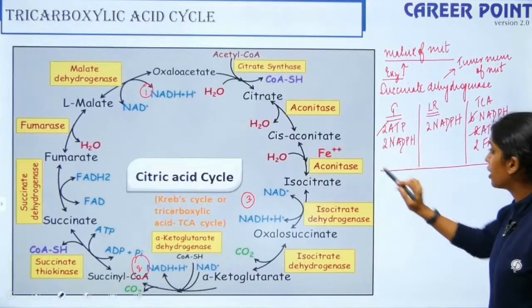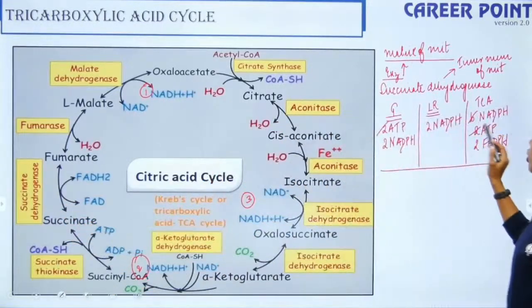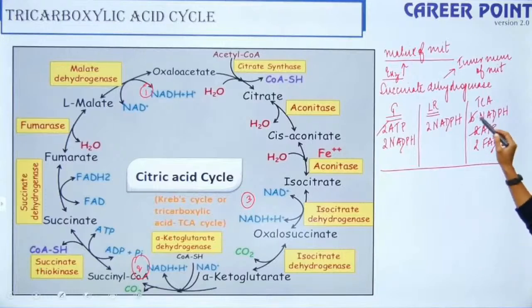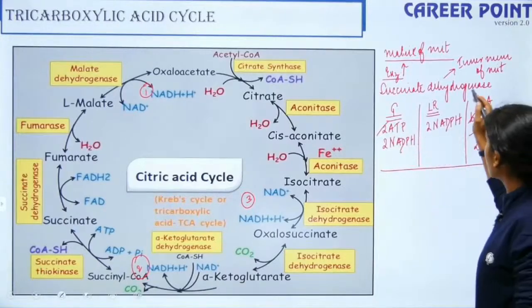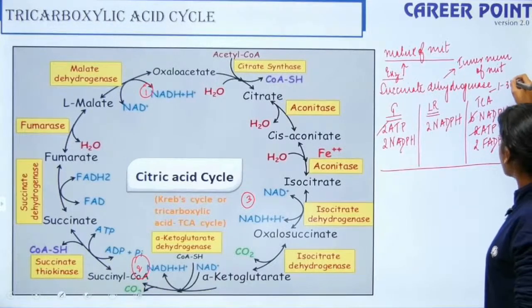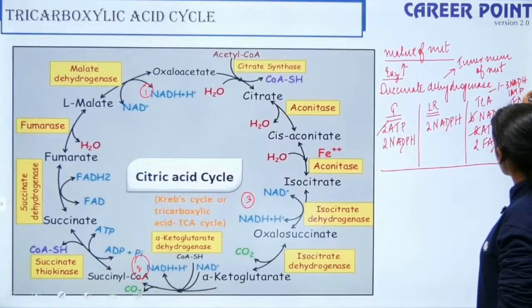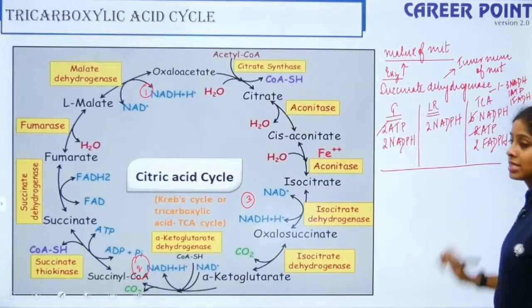So in your Krebs cycle for one round we have 3 NADH. So we have 2 molecules of TCA. So now I am writing 6 here. So for one molecule in your TCA, it is 3 NADH, 1 ATP and 1 FADH2. So for 2 molecules, this is it.